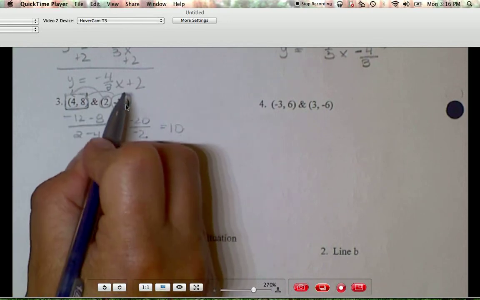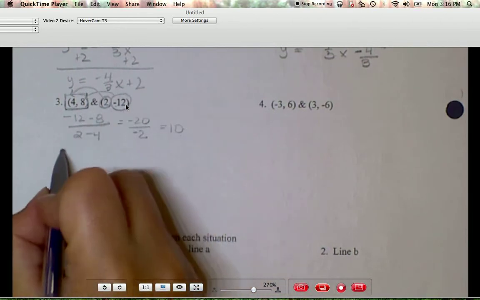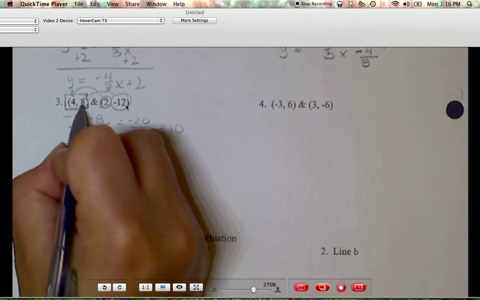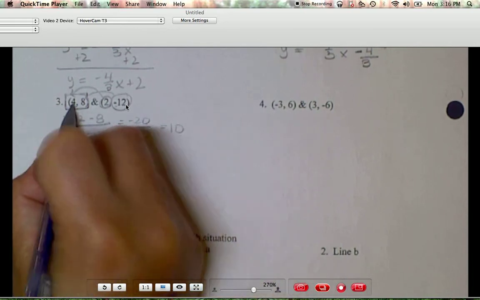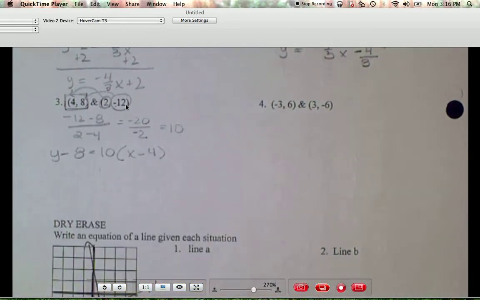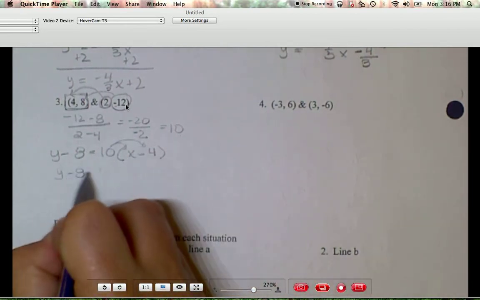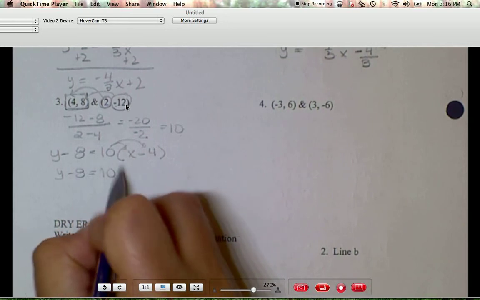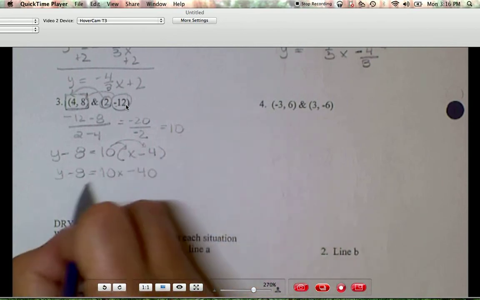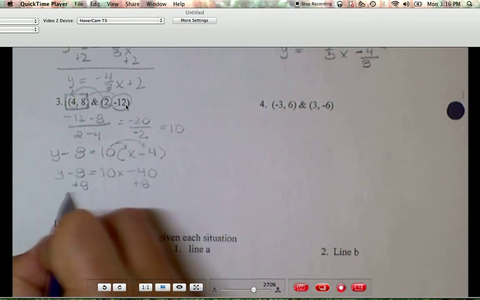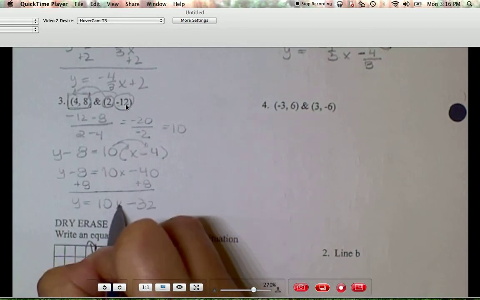If you use the other one, then wait till the end and see if you got the same answer that I did. But we've got y minus the y value, which is 8, equals 10 times x minus the x value, which is 4. Distribute the 10. We get y minus 8 equals 10x minus 40. And we still need to solve for y, so we add 8 to both sides. y equals 10x minus 32.